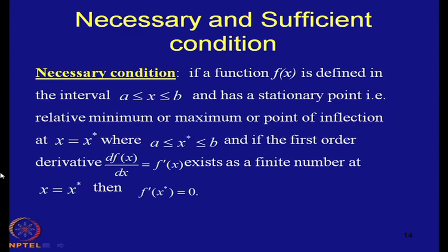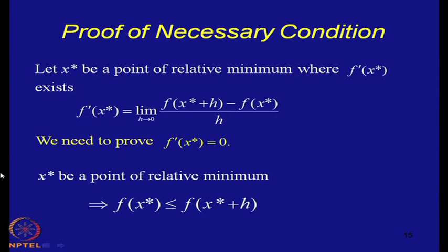That is why it has been said that d of f x by dx, that is equal to f dot x, exists and it has a finite number at every point, and at x equal to x star the value is equal to 0. That is a necessary condition to identify a stationary point of a given nonlinear function. Now, we need to prove that at the relative minimum or the relative maximum or the point of inflection, the first order derivative is equal to 0. Let us try to see what is the definition of the first order derivative at that point.